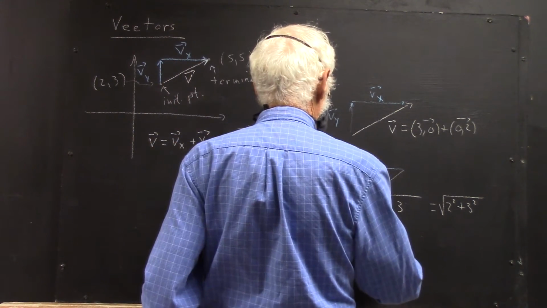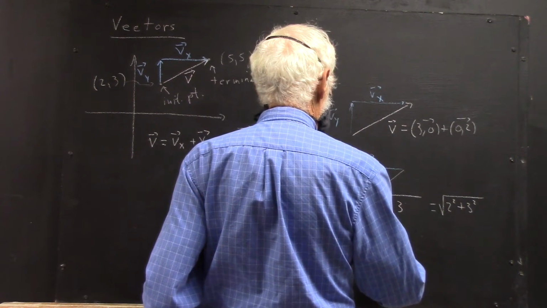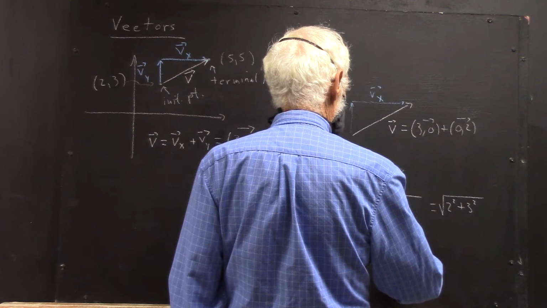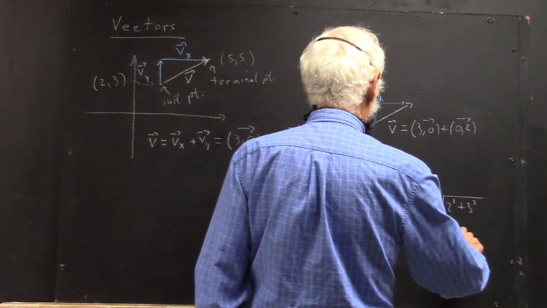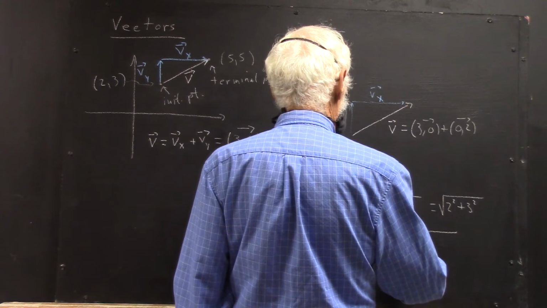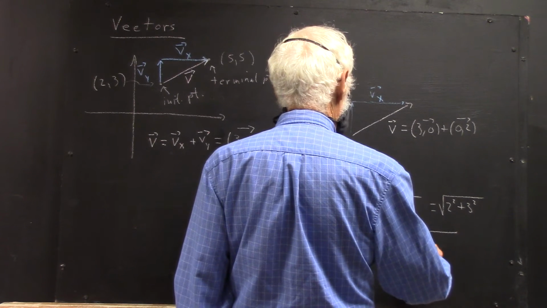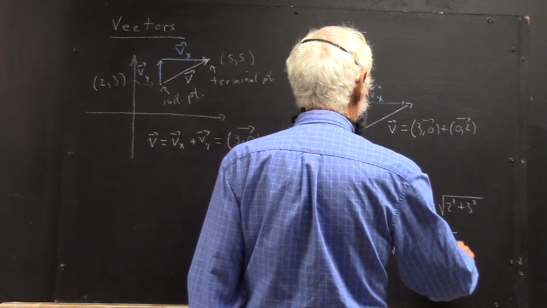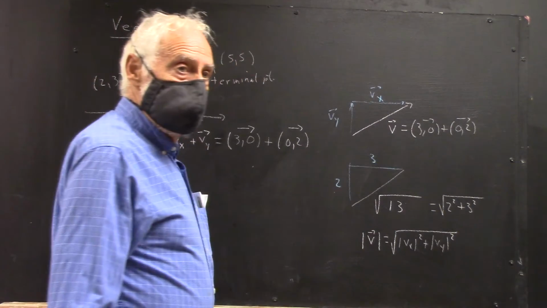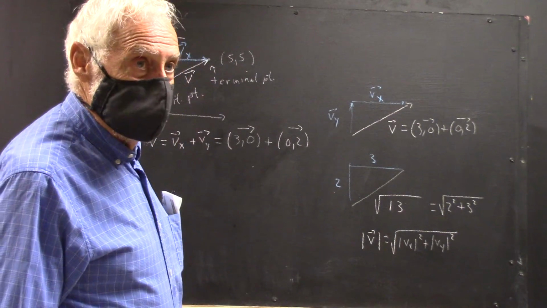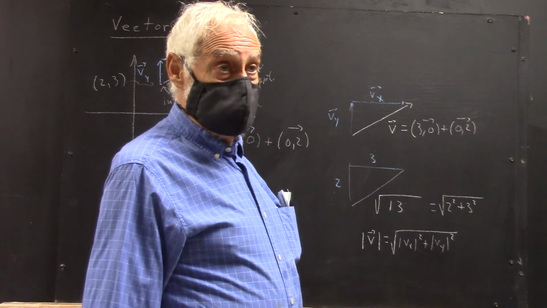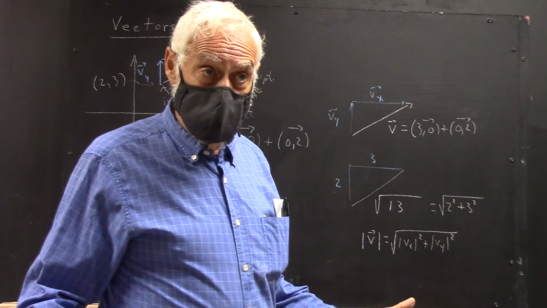So we say that the magnitude of V is equal to the square root of the magnitude of Vx squared plus the magnitude of Vy squared. The absolute value signs indicate how long the vector is. It's called the magnitude of the vector.